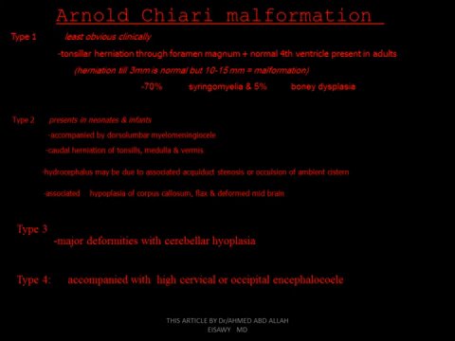Arnold-Chiari malformation في 4 types. Type 1: tonsillar herniation through foramen magnum plus normal fourth ventricle, present in adults, ومعها 70% syringomyelia, 5% bony dysplasia. Type 2 presents in neonates and infants, accompanied by lumbosacral myelomeningocele, caudal herniation of tonsils, medulla. Hydrocephalus may be due to associated aqueduct stenosis or occlusion of ambient cistern, associated with hypoplasia of corpus callosum, falx, deformed midbrain. Type 3: major deformities of cerebellar hypoplasia. Type 4 is accompanied by high cervical or occipital encephalocele.